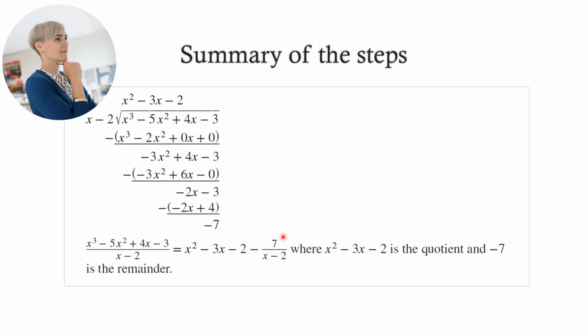So our expression or our answer is going to be written in this particular form. So it means that dividend over divisor equal to the quotient. So the quotient now is x squared minus 3x minus 2 plus the remainder, which is minus 7 over x minus 2, where this one is the quotient and the minus 7 is the remainder.